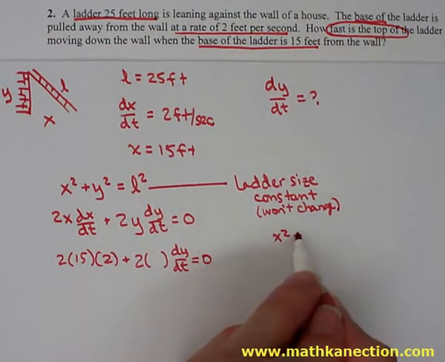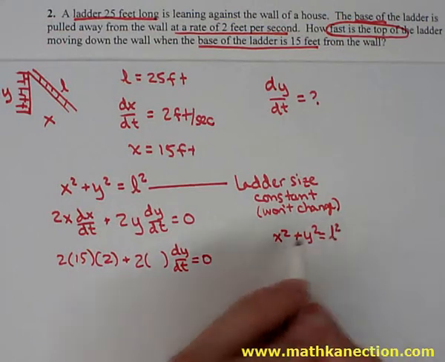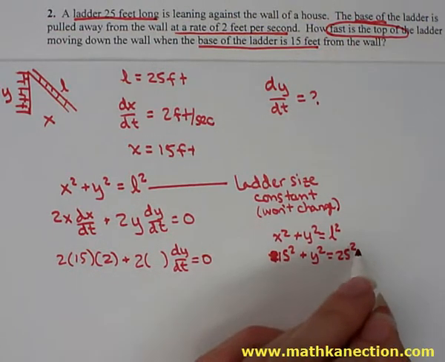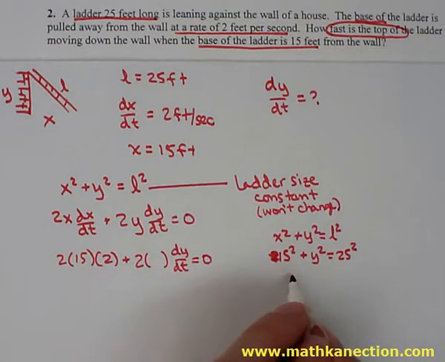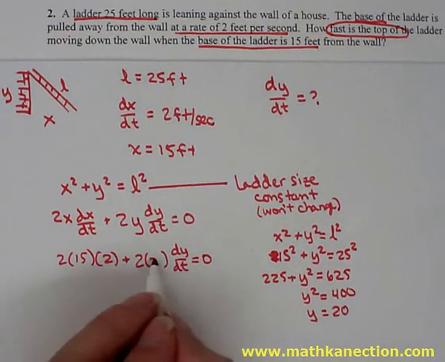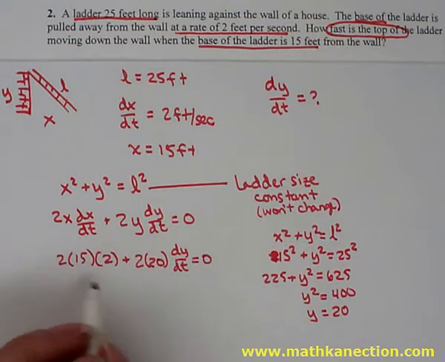by using the Pythagorean theorem of x squared plus y squared is equal to L squared, substituting in the value of x to be 15 and the value of L to be 25. We get 225 plus y squared is equal to 625. So y squared is equal to 400, and then the value of y is equal to 20. Replacing that back into the problem, solve for dy/dt.